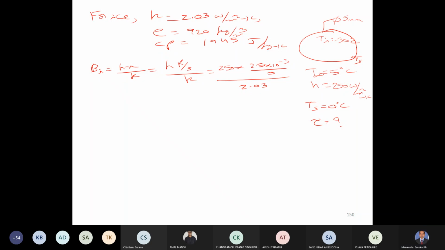All right. So this is 0.103. You see here, it's actually quite close to 0.1, isn't it? So we may be tempted to use the lumped system. In fact, for this we can use the lumped system, but we'll go by this infinite sphere method, and let us see how it works out.